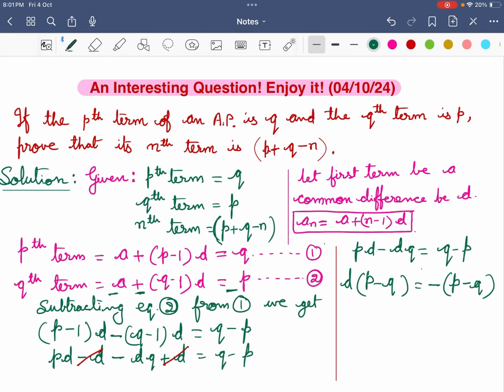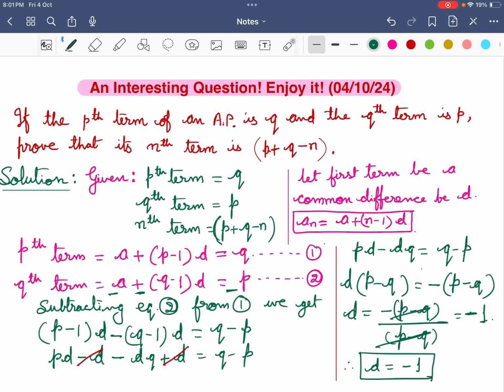Okay. Now if I want only d, d is equal to minus p minus q upon p minus q. Now these two I can cancel. Okay, so d is equal to minus 1. We got. Therefore, d is equal to minus 1 we got.